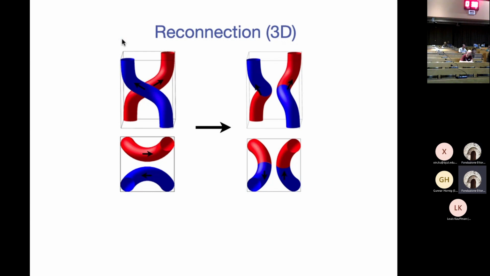So you have two flux tubes here, like the red and the blue one, and they can interchange their connectivity in the way shown in the top row.